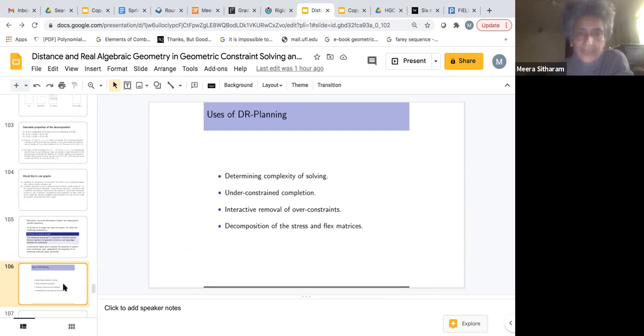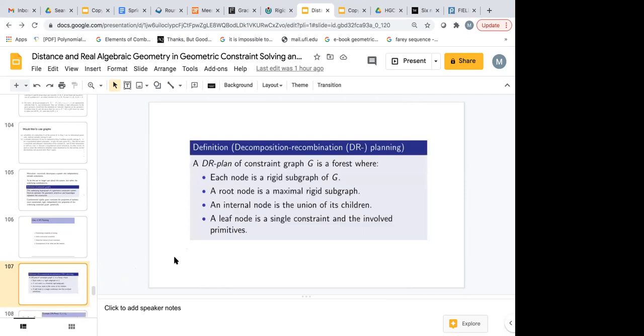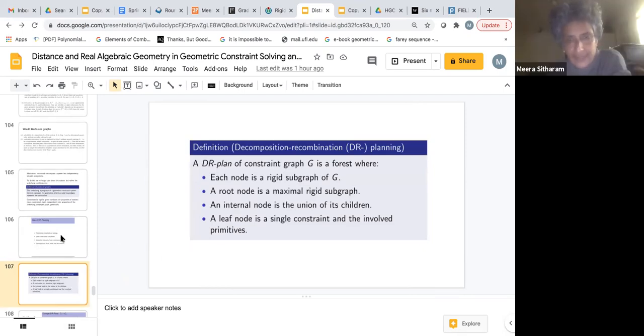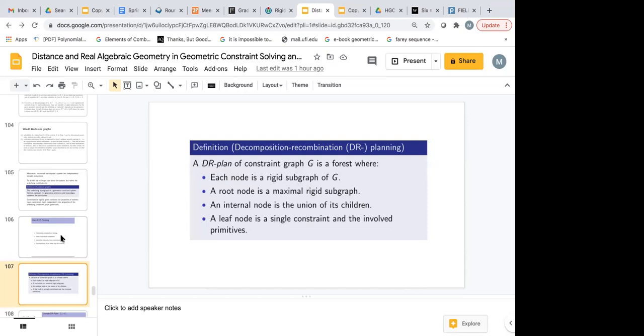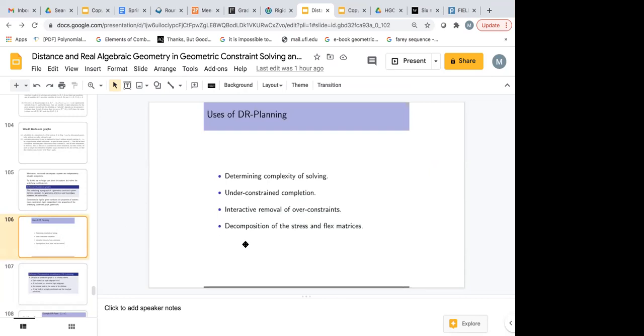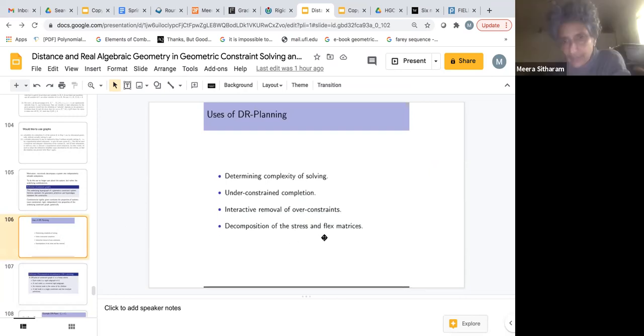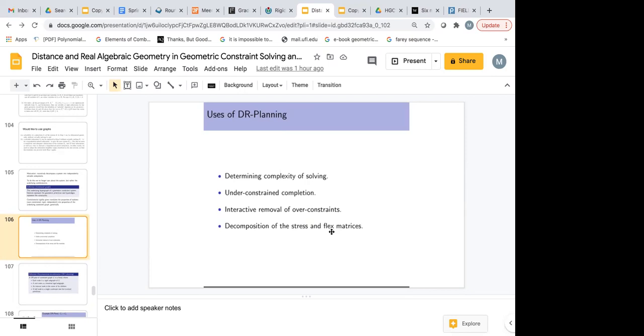So it has many uses, and it's a heavily used concept now in computer-aided design and other fields that do this on a regular basis. Meera? Yeah? What's a flex matrix? The right null space of a rigidity matrix. So just the kernel of the rigidity matrix is a subspace. The kernel of the rigidity matrix is another matrix. Well, you choose the basis and write it as a matrix. Okay, I see. Yeah. All right.